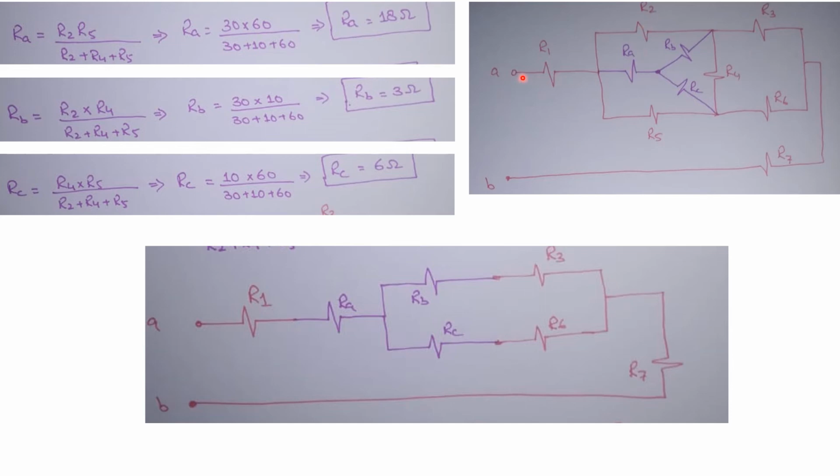Now from the figure you will see that these two are in series, and then here the current is divided into two parts, and RB and R3 are in series. Similarly RC and R6 are in series when you remove R5, R4 and R2 from the circuit. Now the circuit looks like this. Now in the second step you will solve these two resistors which are in series, these two resistors which are in series, and these two resistors that are in series.